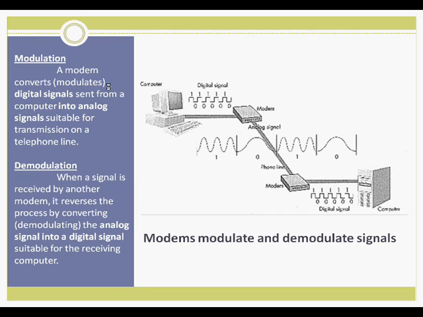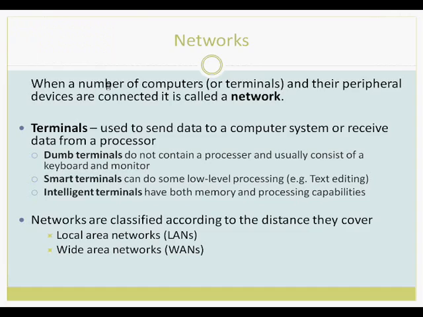This is a diagram of modulation and demodulation taking place, where digital signals are sent from a computer and converted into analog signals via the telephone line. The speed of a modem is measured by the number of bits transmitted per second, e.g. baud rate. The common speed of a modem is 56,000 bits per second.